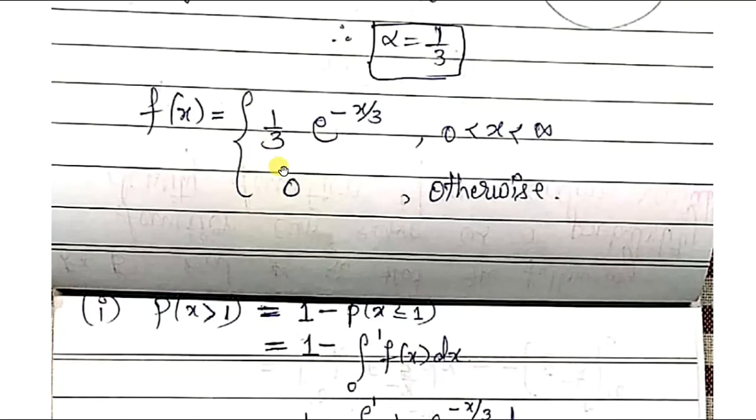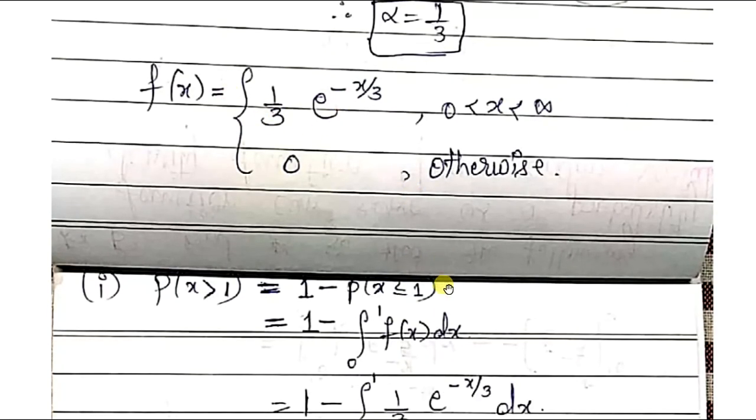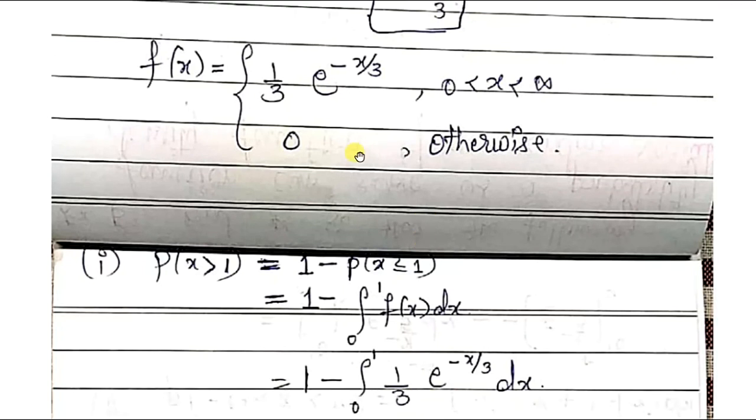Whatever PDF we have constructed, we have to write here. See what is constructed here. From 0 to infinity, the function is defined and it is 1 by 3 e to the power of minus x by 3. So that one I am writing here. f of x is 1 by 3 e to the power of minus x by 3 into dx. You can ask me, it is defined for 0 to infinity, isn't it? But here it is 0 to 1. 0 to 1 will be lying in this interval only, right?